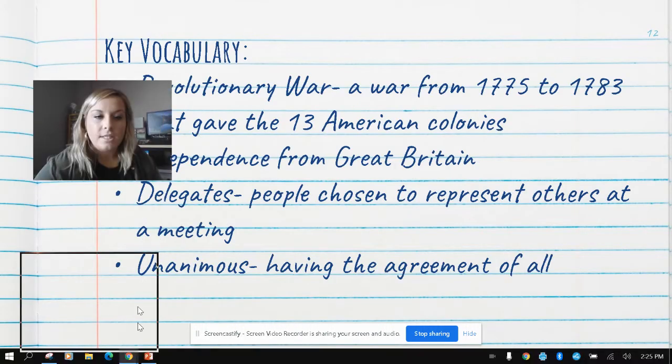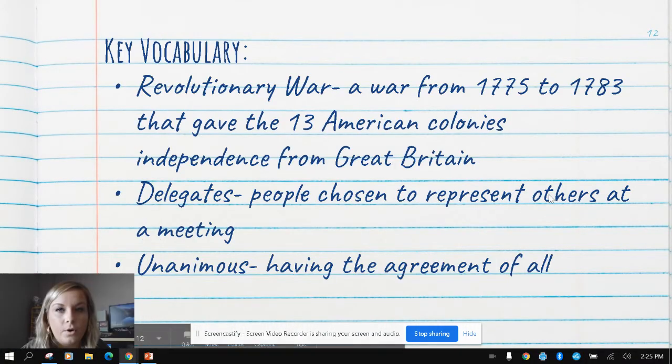Our key vocabulary today is the Revolutionary War. So this was the war from 1775 to 1783 that gave the 13 American colonies independence from Great Britain. Our next vocabulary word is delegates. These are people chosen to represent others at a meeting. And our last word is unanimous. This is having the agreement of all.